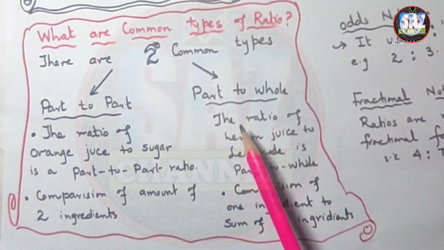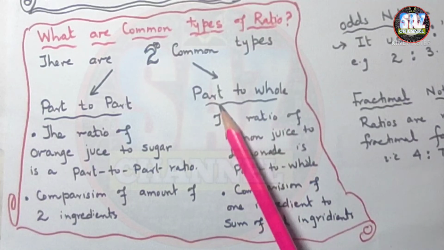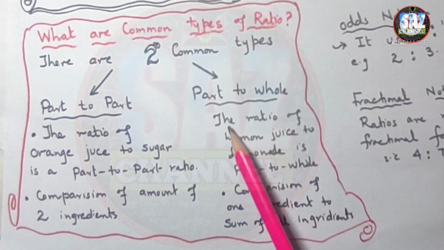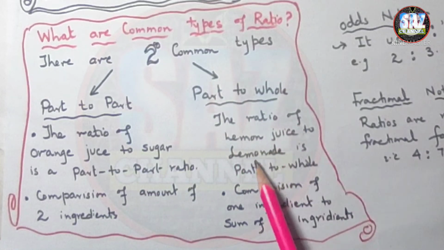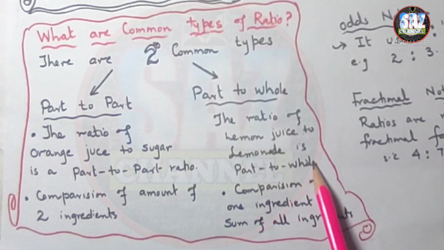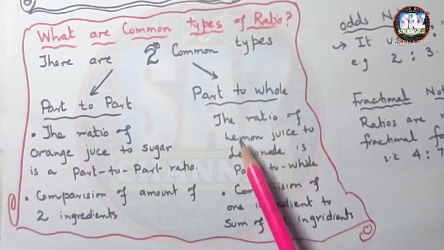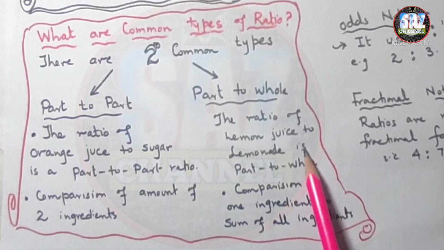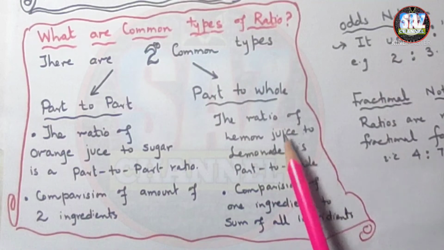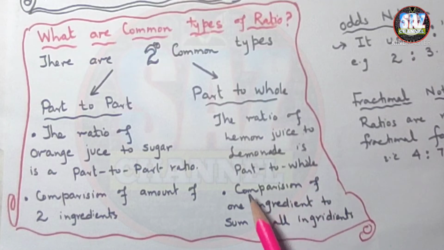But coming to the second type of ratio, that is part to whole ratio, the ratio of the lemon juice to lemonade is part to whole. Look here what we are doing: we are taking the ratio of lemon juice to lemonade, that in order to make the drink, how much lemon juice we are putting in that. Here we are making the comparison of one ingredient to the sum of all ingredients. So before going to the solution of the question, you have to clearly understand whether it's a part to part ratio or part to whole ratio.